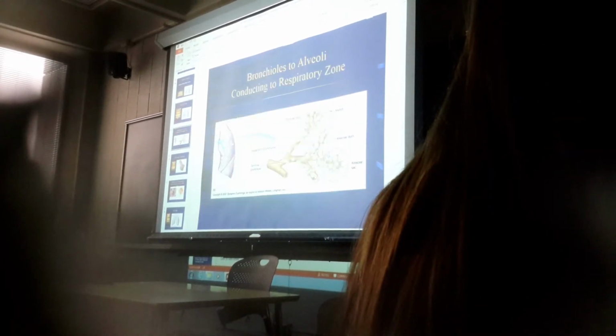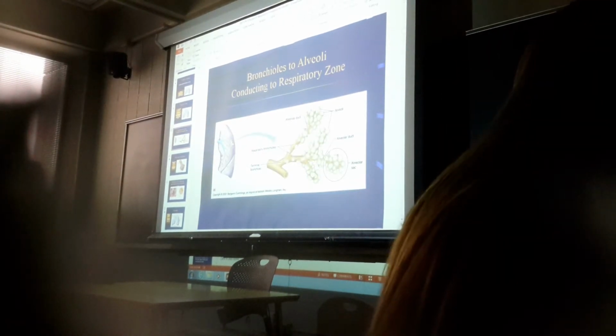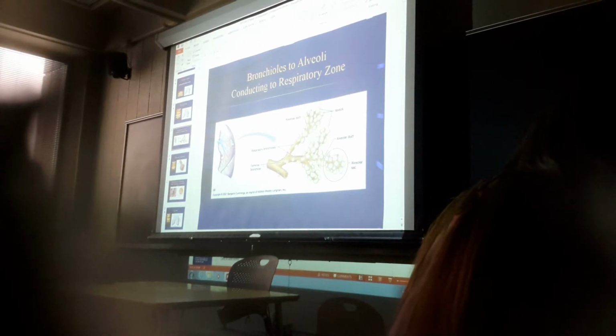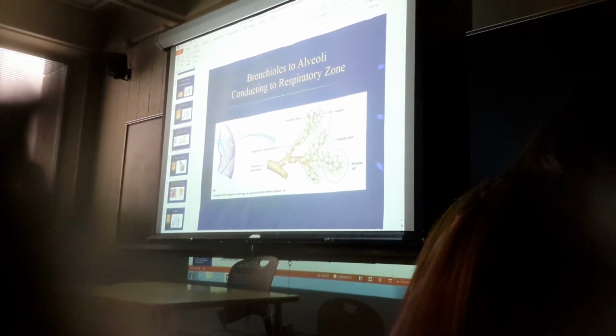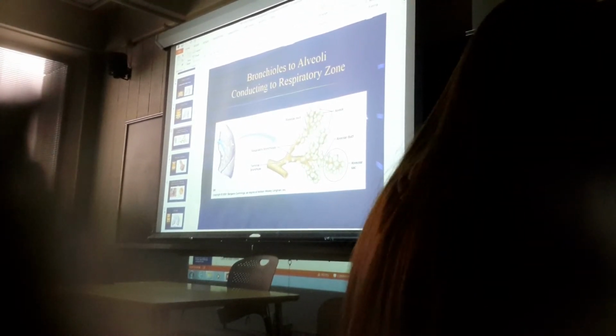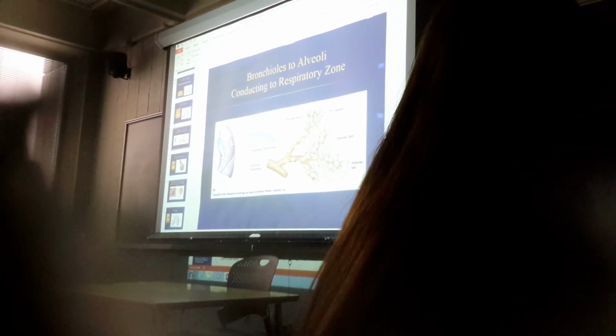A couple more slides, then we'll be done. So here we are, we're branching, we're branching, we're branching. Primary is branching off, secondary is still blue, and then tertiary are these tannish colors, and that's our terminal bronchioles when we get to the end. And then at the end of those, we have this whole little grape cluster thing going on. And that's where gas exchange actually occurs. And that's called the alveoli.